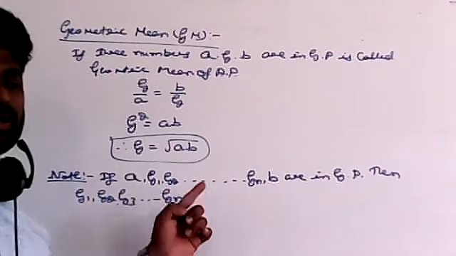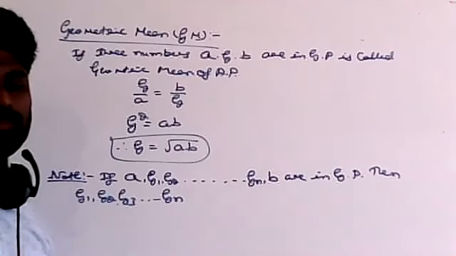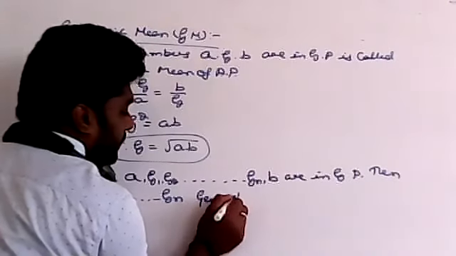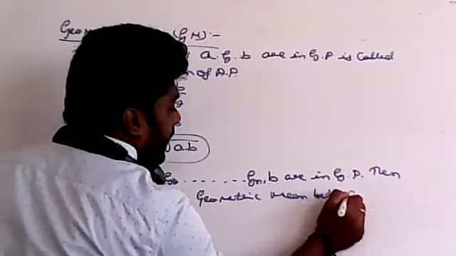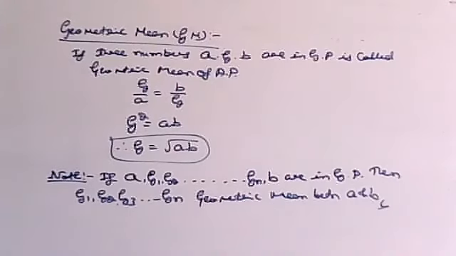If G1, G2 are in between a and b, it is called what? What is G1, G2, G3? Yes, geometric means between a and b. Okay, a and b.